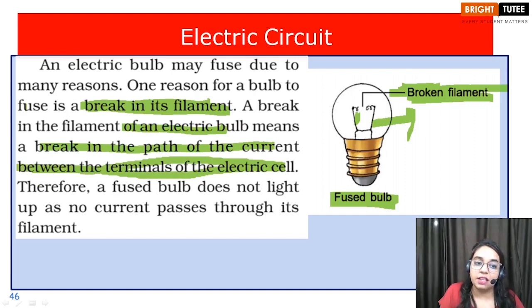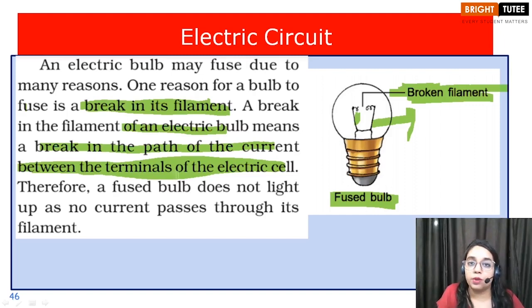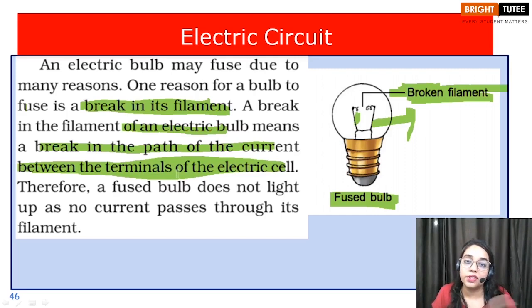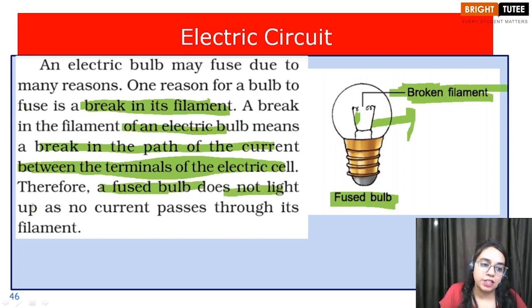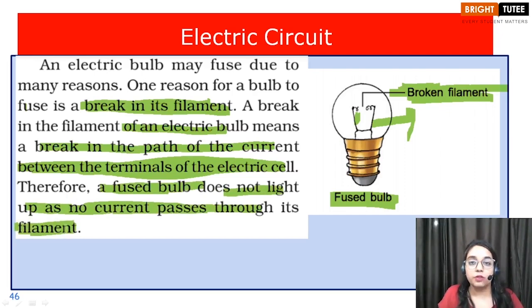It means that the path of the current is broken, children. And whenever the path of the current or the loop is broken, the bulb will not glow. Why? Because the current is not flowing or not reaching the complete loop, right? And therefore, a bulb which is fused does not light up as no current passes through the filament. Okay, children, I really hope that you would have understood the concept of a fused bulb. Okay, so let us now move ahead.